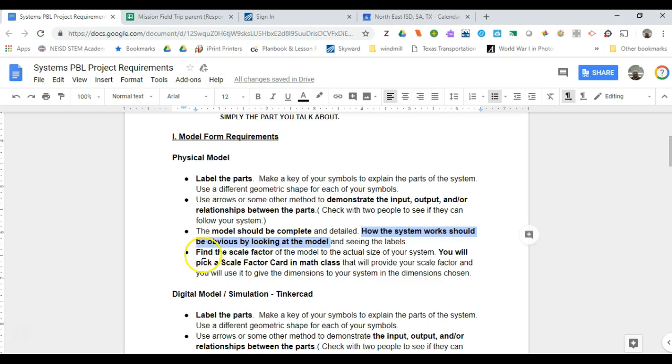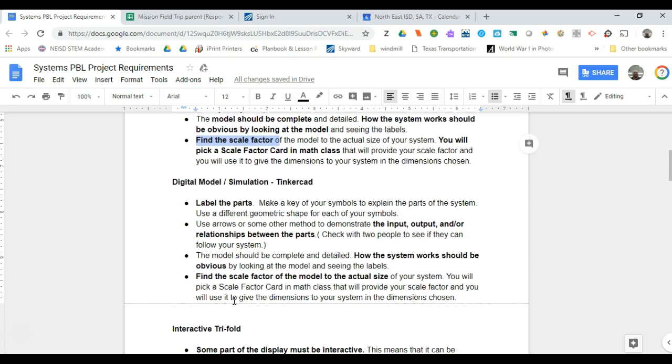Okay, find the scale factor. Your scale factor is going to be given to you in math, all right? And then you're going to need to do some work with that scale factor so that you can explain what your factor is in your model compared to the actual size, whether you scaled it down or scaled it up. If you're looking at a jumbo jet as a model, then you're going to be scaling down. If you're looking at, I don't know, a human cell as a system, you're going to be scaling that up. So you need to think about what your scale factor is going to be in terms of that.